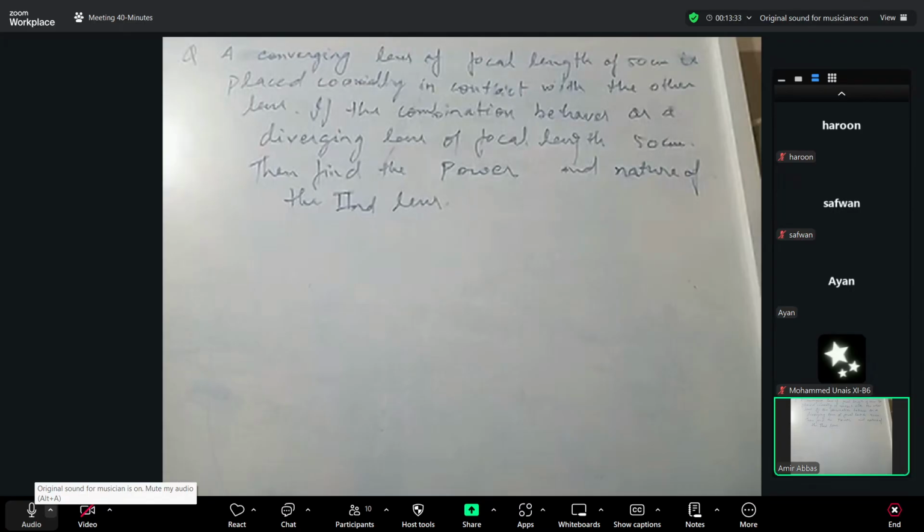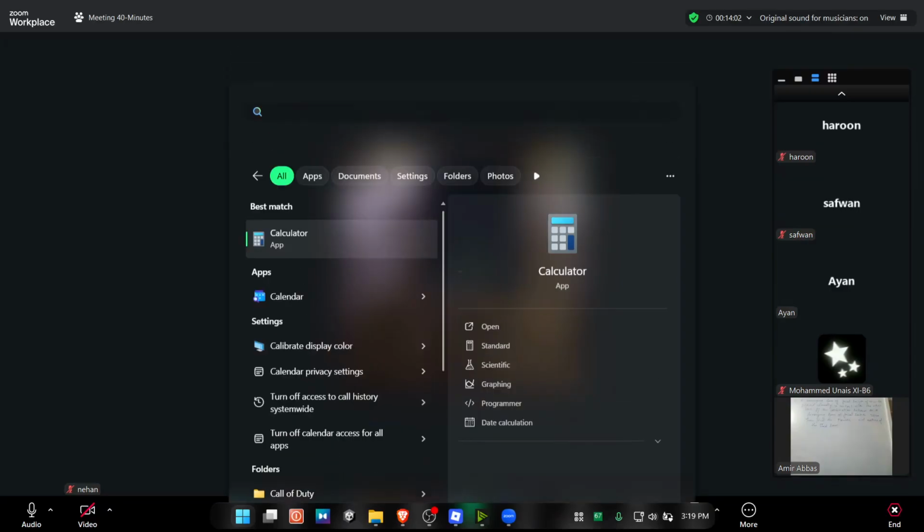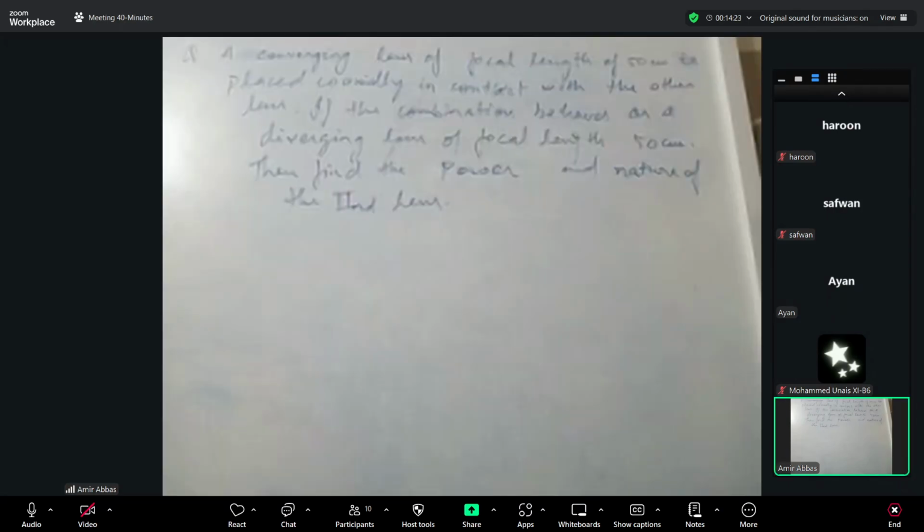Okay, the focal length taken in its SI unit, and power in its SI unit is diopter. Okay. Have you done? Yes, sir.